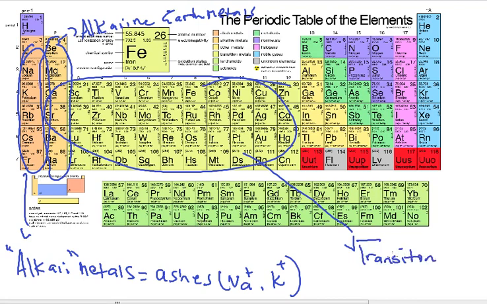What's interesting about transition elements is that they have multivariable valences. In other words, most of these elements have more than one valence. If you take iron, for example, you have iron here. The common iron has a charge of +2, and in some cases you'll see iron with a charge of +3. So the same element will have different charges, so we call them transition elements, or multivariable valences.